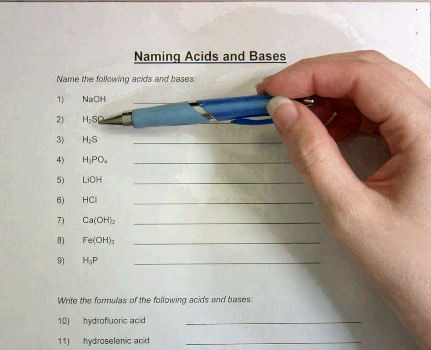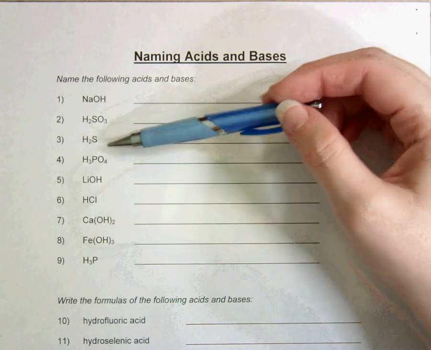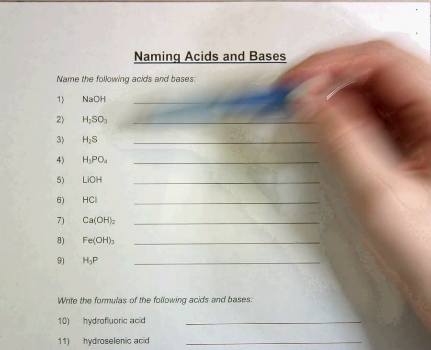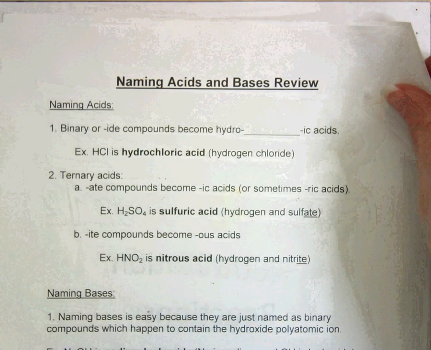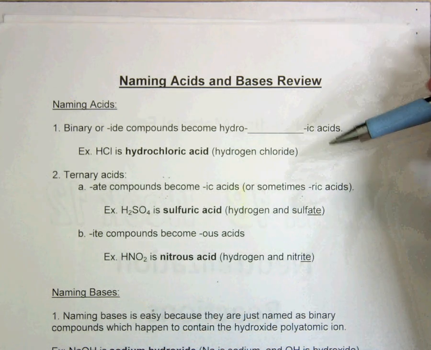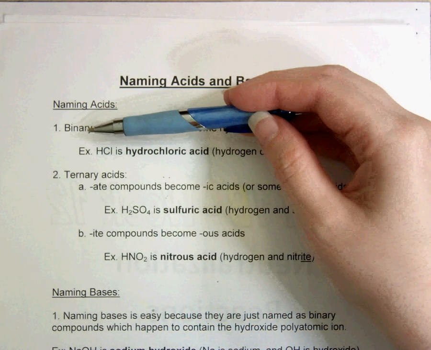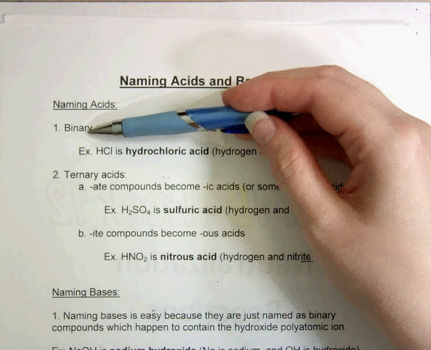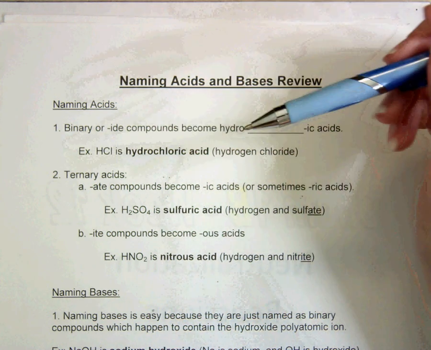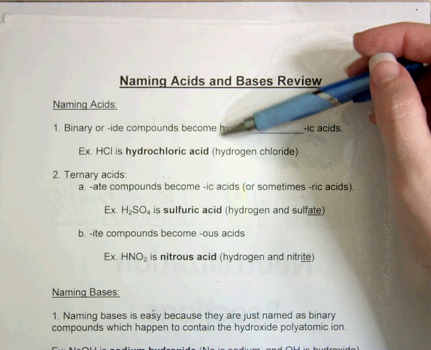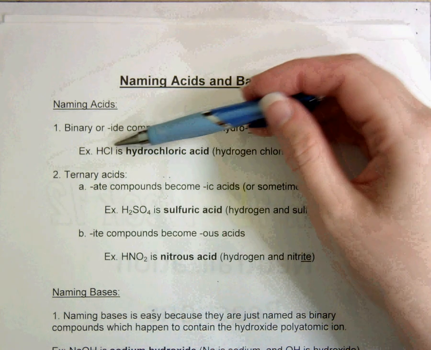If, however, you have an acid where it starts with H, when you look through here and you find those, make sure that you name them using the acid naming rules. And there's a review of that back here in your reading material. If you have a binary acid, that means it has two elements in it, then you're going to put hydro and then the root of the negative ion.